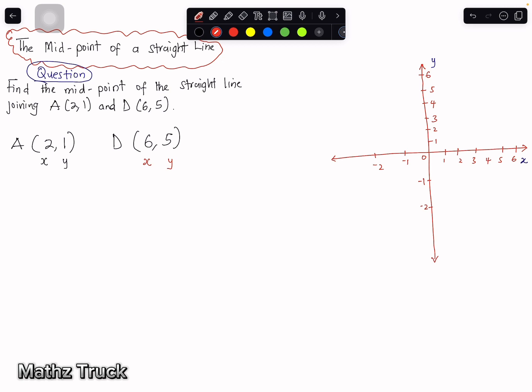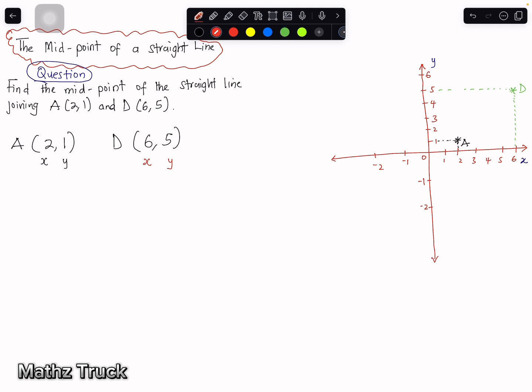Now let's present point A on a graph. The x-axis is 2, and the y-axis is what? 1. So where these hidden lines meet is point A. Then point D, (6, 5): we have 6 on the x-axis, and then we have 5 on the y-axis. So we have point D.